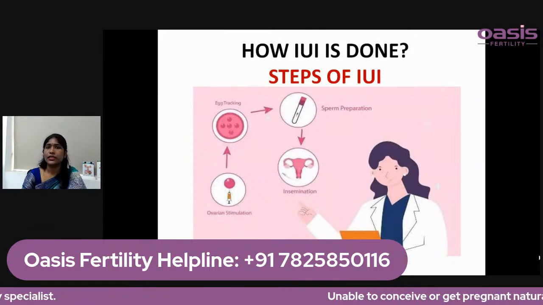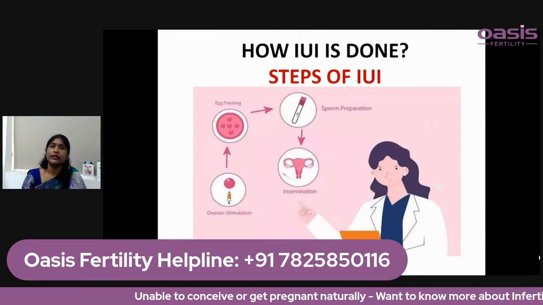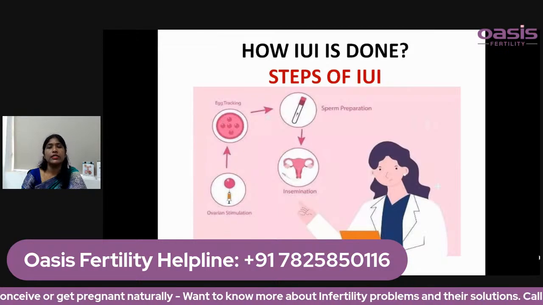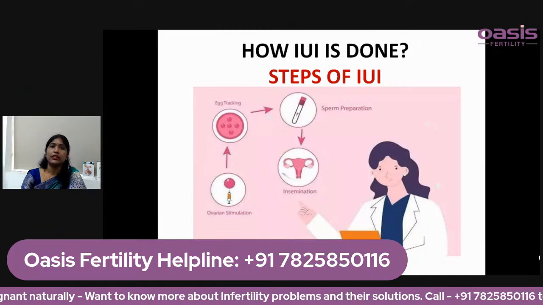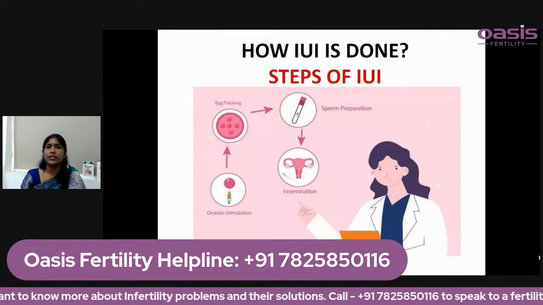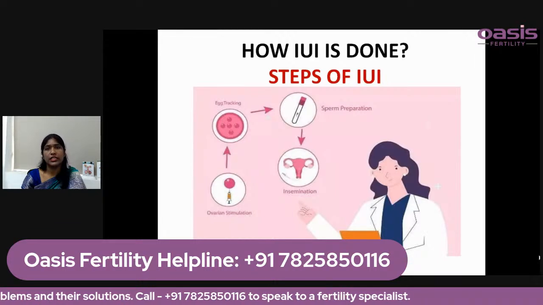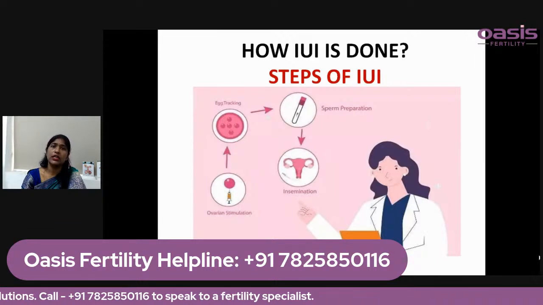And once the follicle reaches a good size, we assume that the egg has matured inside, and then the injection is given so that ovulation happens. Once the ovulation happens, the IUI procedure is planned generally between 36 to 40 hours after the injection which has been given for ovulation. So this is how an IUI is done.